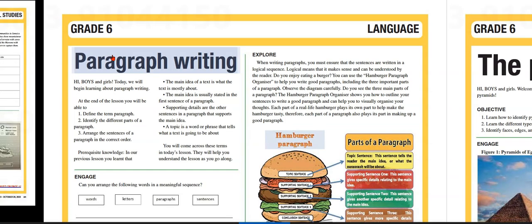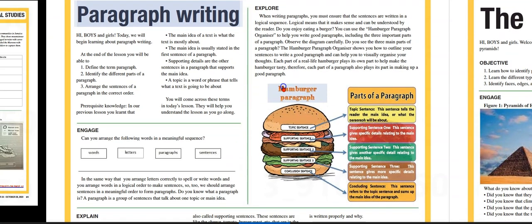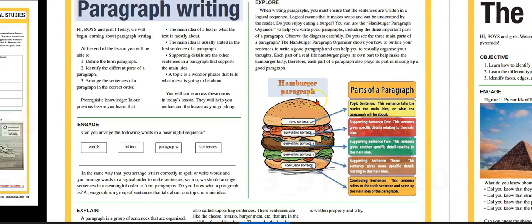In this episode, we have been looking at paragraph writing. If you are now able to define a paragraph, identify the different parts of a paragraph, and if you were able to arrange sentences of a paragraph in the correct order, then we would have had a successful lesson. Keep this image of the hamburger in your mind so you know the parts of the paragraph. Again, the topic sentence, supporting detail 1, supporting detail 2, supporting detail 3, and a concluding sentence.